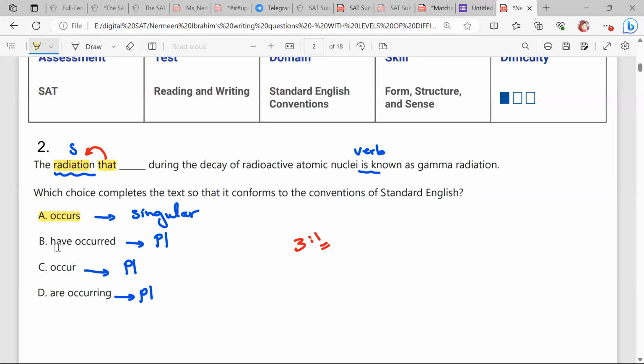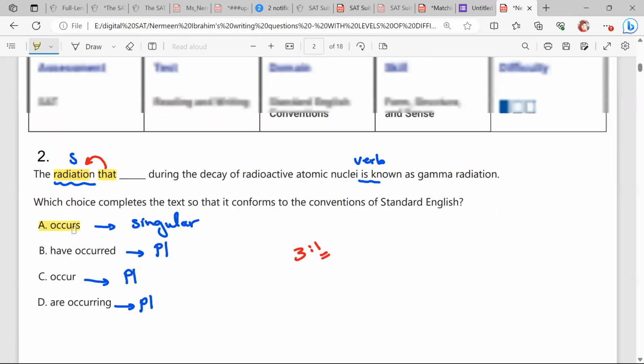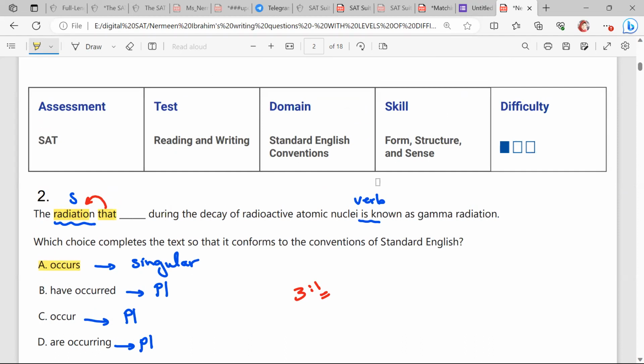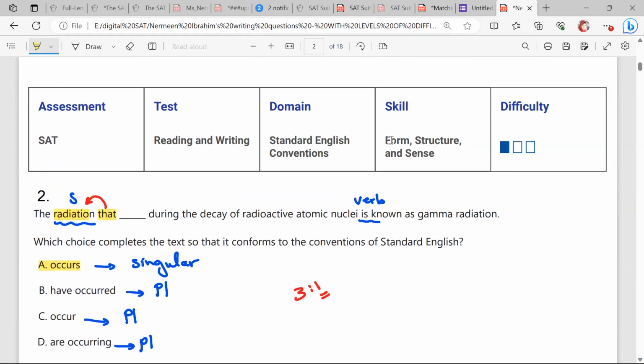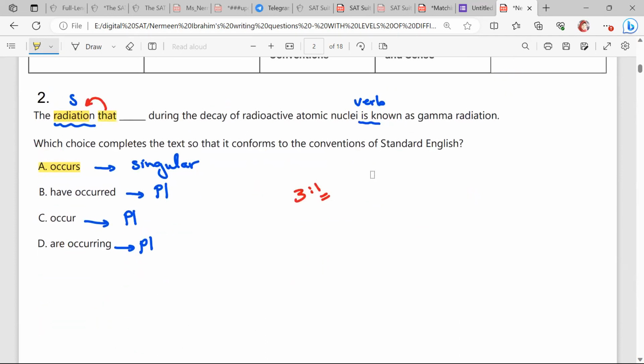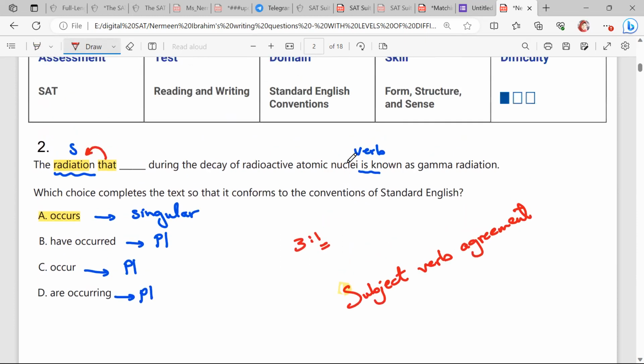Some people went for B, some people went for C. This is totally incorrect, and guys, you have to concentrate because it is supposed to be an easy question. So 3-to-1. Now you have to understand what I mean by form, structure, and sense. Subject-verb agreement can be tested under this skill.